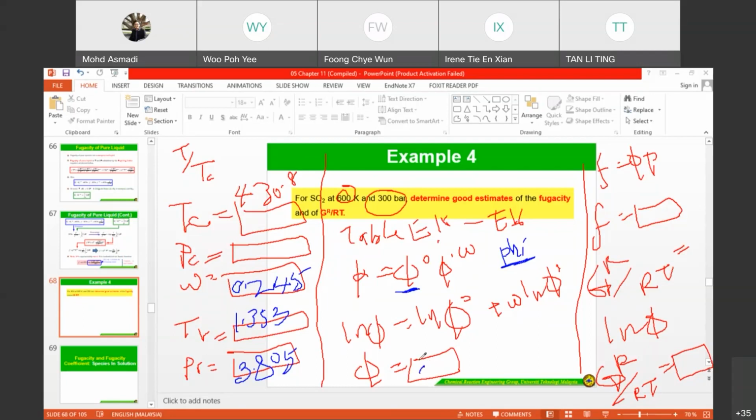So this one is 0.724. Okay, thank you. 217.15 bar. And the rest you can calculate. Residual is negative 0.323. Okay, so that is the answer.